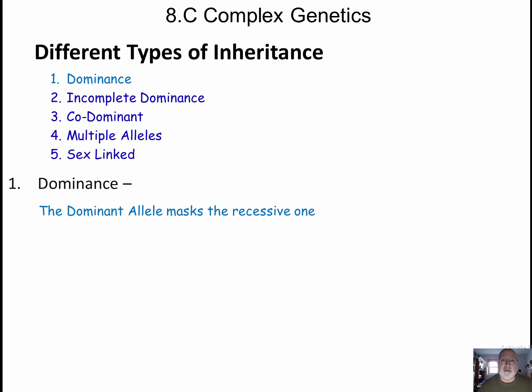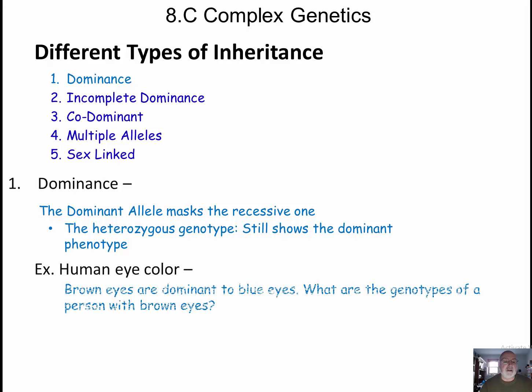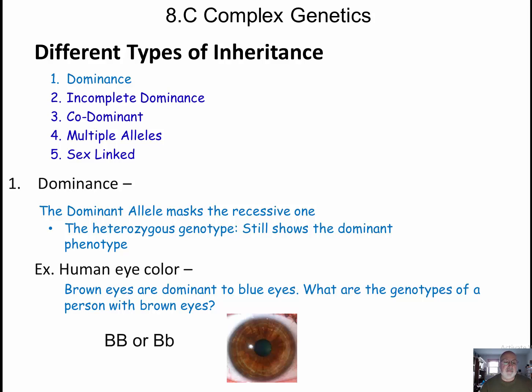Dominance is just when one dominant allele masks over the recessive one. A heterozygous genotype still looks like the dominant genotype, but there may be a carrier. Example, like human eye color, brown eyes are dominant over blue. What's the genotype for a person with brown? It can be either big B, big B, or big B, little b, because the little b is masked over by the big B, brown-eyed.